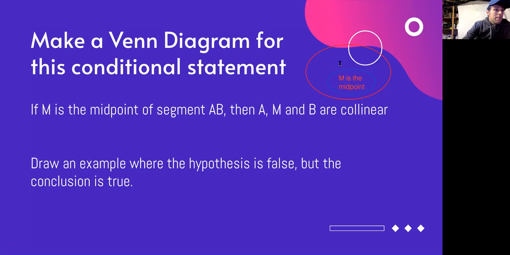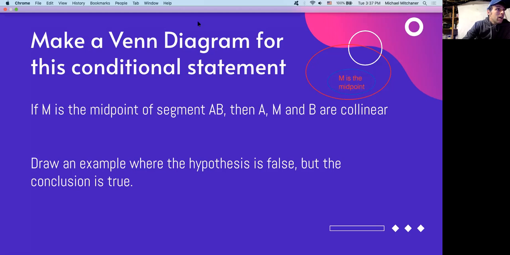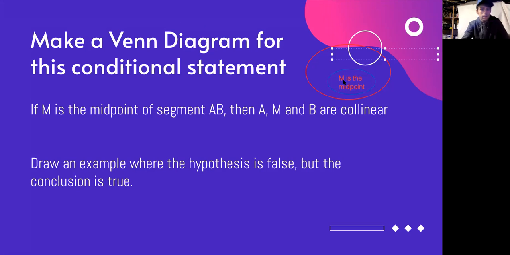Then A, M, and B are collinear. Again, I'll make that fit a little better. All right, so I need to think about whether this is true. Is it true that if M is the midpoint of AB, then these have to be in a straight line? Well, seems obvious. Let's draw a picture here.